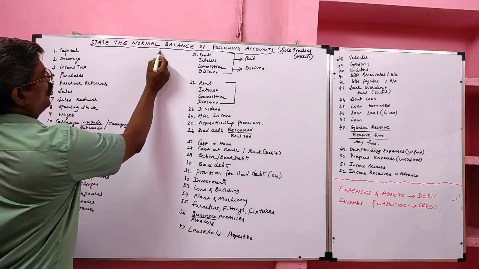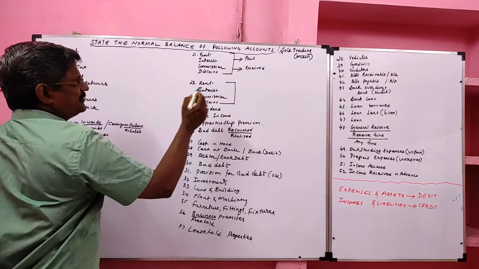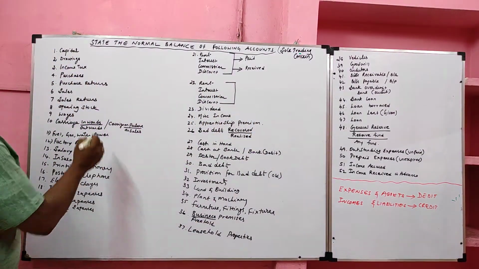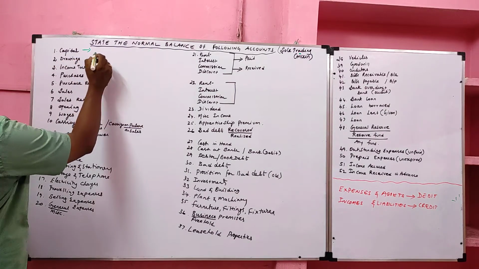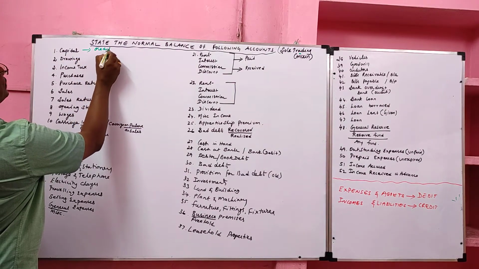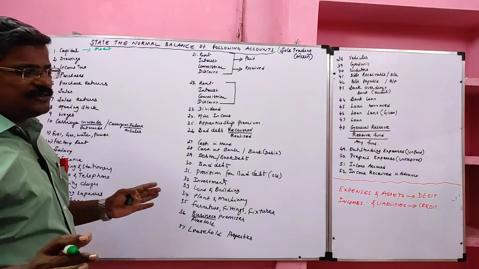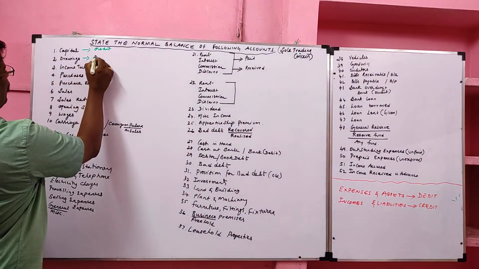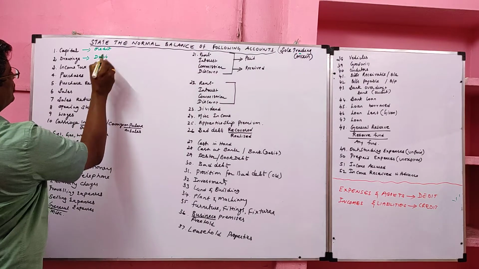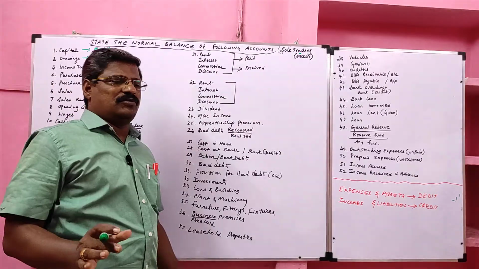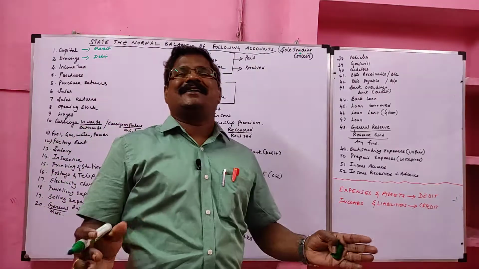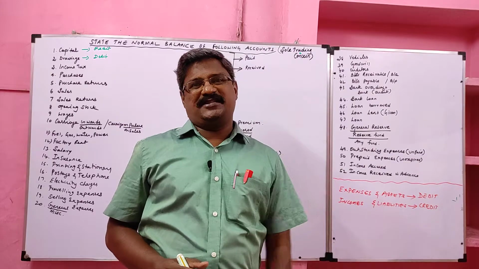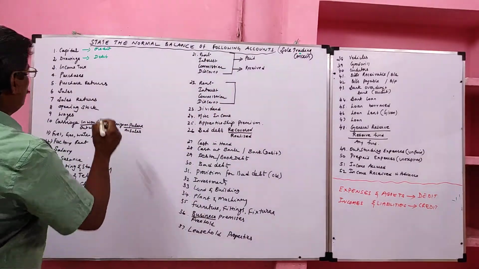State the normal balance of the following accounts. This is for a sole trading concern, not for companies. Capital always shows a credit balance. It is a liability. Drawings always show a debit balance. Why? It is an asset, because the owner, the proprietor, owes money to the business. So it is an asset, debit.